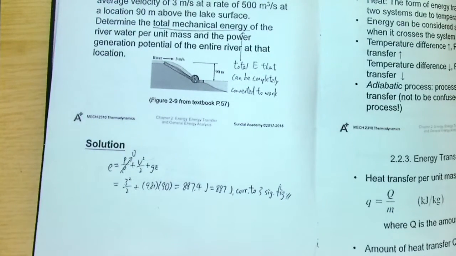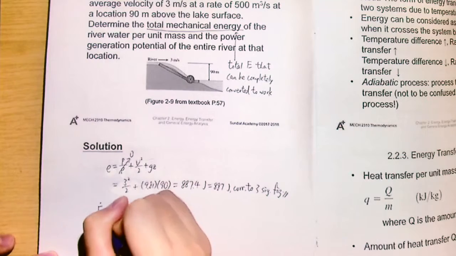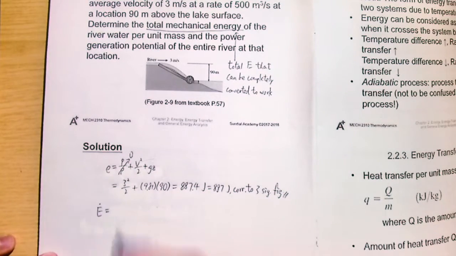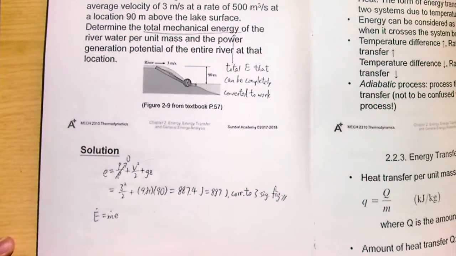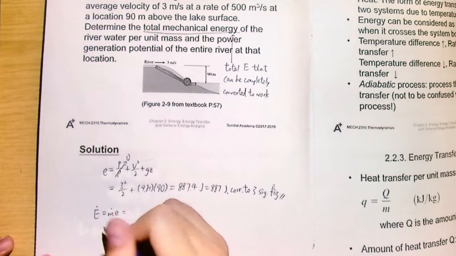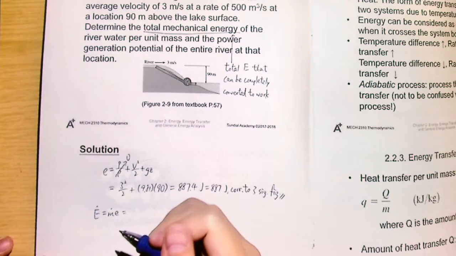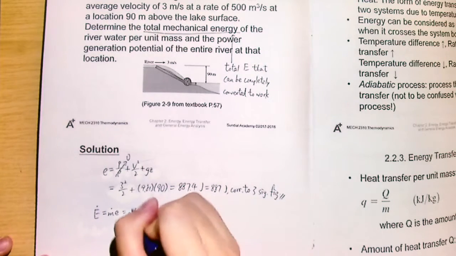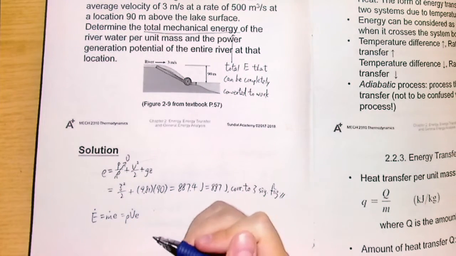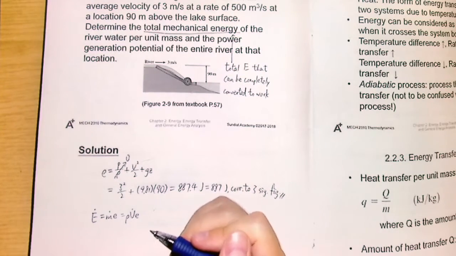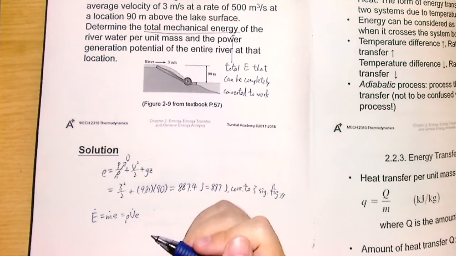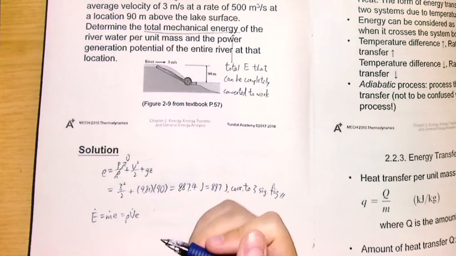Next, we need to find out the power generation potential. So how can we find that? We just use some of the formulas we have before. This power generation potential will be equal to E dot. This E dot will be equal to the mass flow rate times the energy. The mass flow rate, as I've said before, is equal to rho times V dot. You can think of that as m dot equal to rho V on two sides, and assuming it is incompressible, we will have m dot equal to rho V dot.